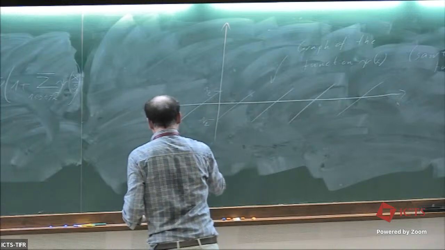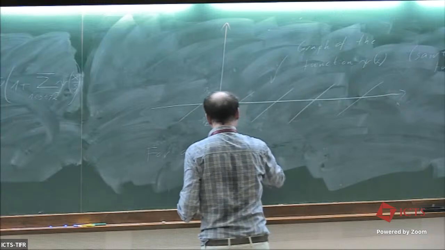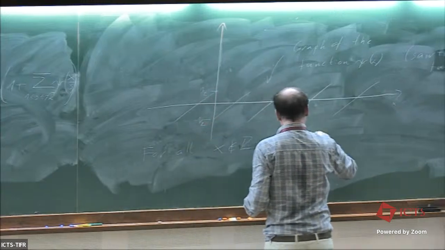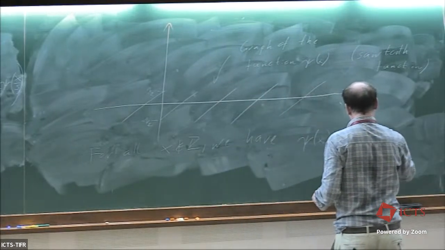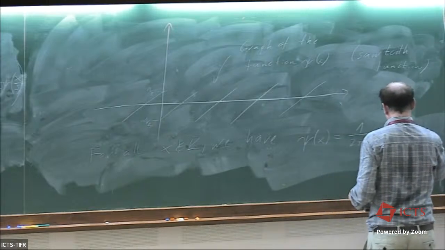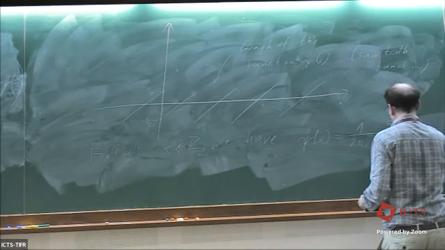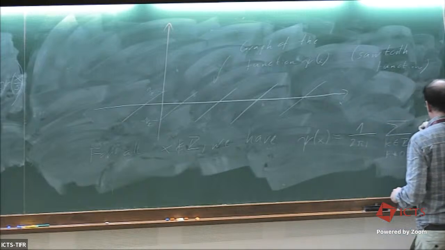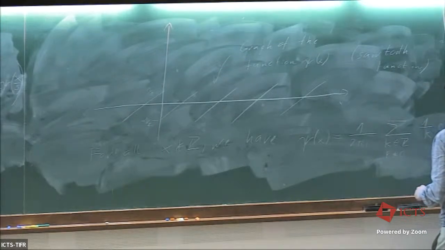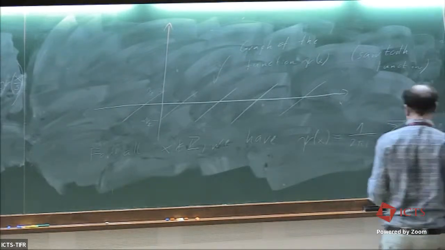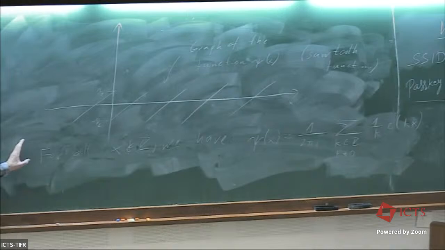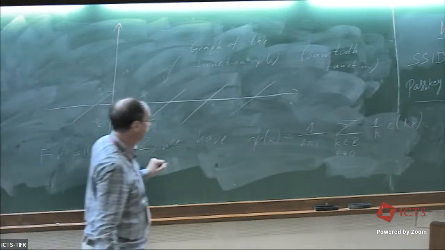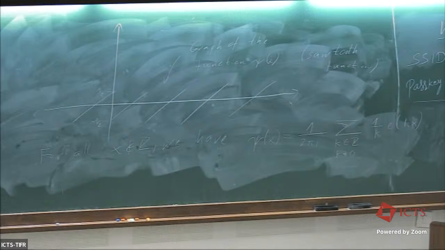For all x not an element of Z, we have psi x is 1 divided by 2 pi i, the sum over k an element of Z, k not equal to 0, of 1 divided by k, e of kx. It turns out we have that nice development of this function.